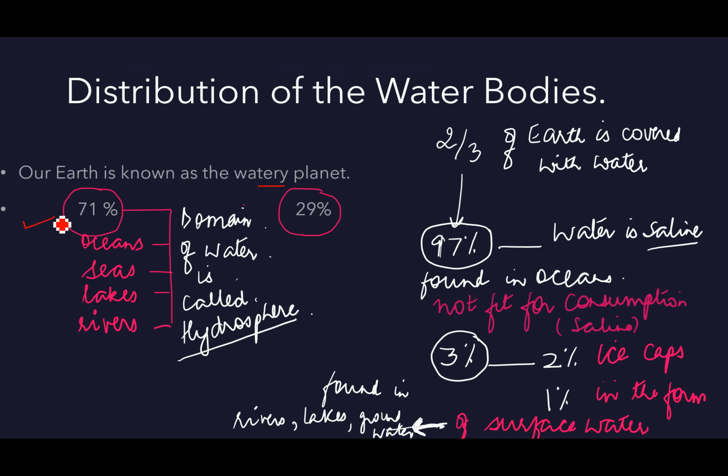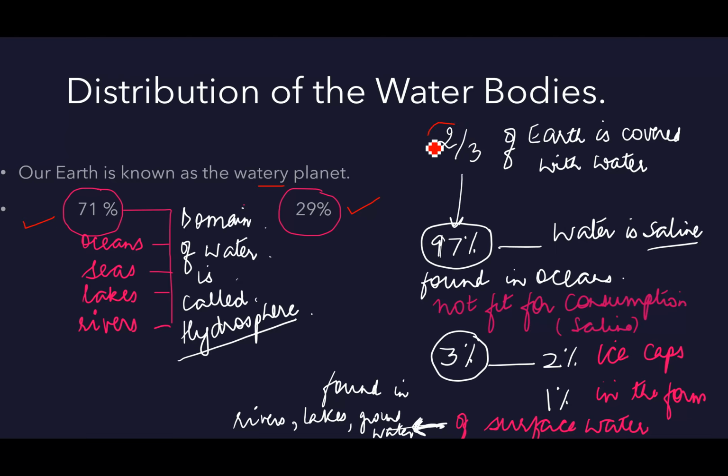So 71% of the earth consists of water, and 29% of the earth consists of land. The 71% of water is found in the form of oceans, seas, lakes and rivers. This domain of water is called the hydrosphere. We also say that two-thirds of the earth is covered by water.